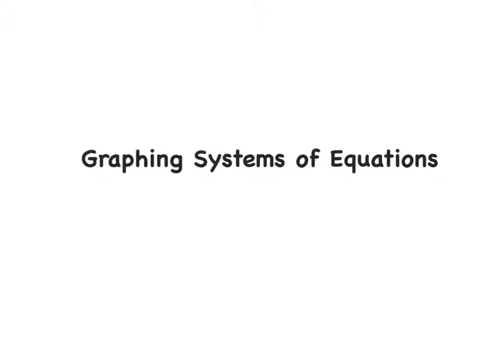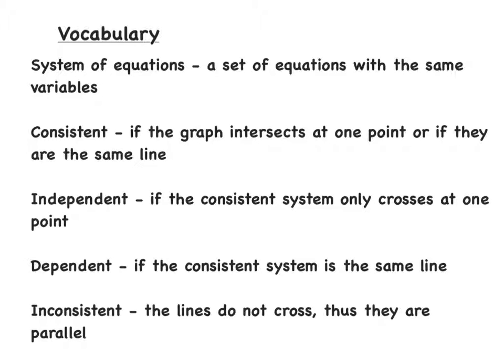Today we're going to be talking about graphing systems of equations. First off, you're probably thinking, what are systems of equations? Well, some vocabulary. A system of equations is basically a set of equations with the same variables. For example, if we have y equals 3x plus 2 and y equals 2x, they both have the same variables. They both have y's and they both have x's, so these two are a system of equations.